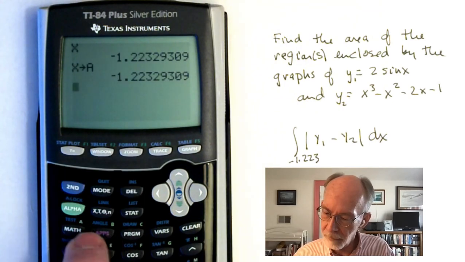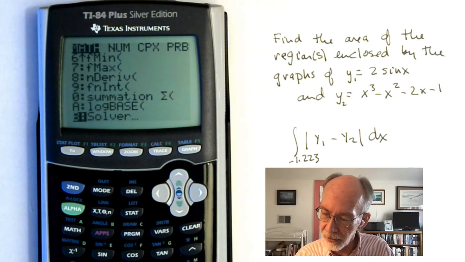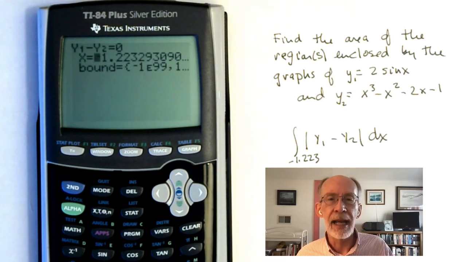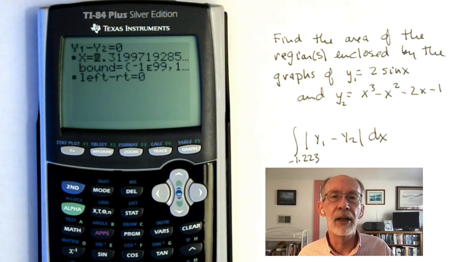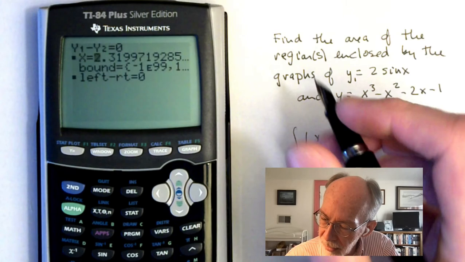Then we're just going to find the next zero. So math, or intersection rather. So math and solver. And I'm going to make a guess. If you remember our graph, something in the neighborhood of 2 was roughly in the neighborhood of our rightmost intersection. So I'm going to hit solve, and it's going to kick out about 2.320, I guess, if I'm rounding to 3 places.